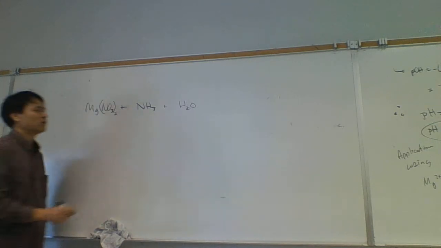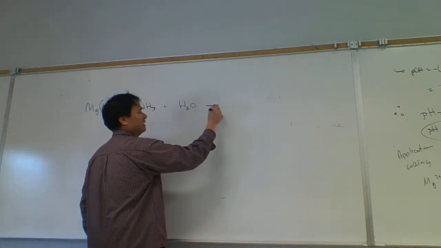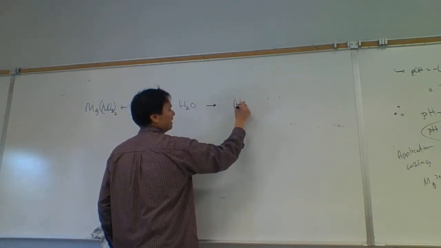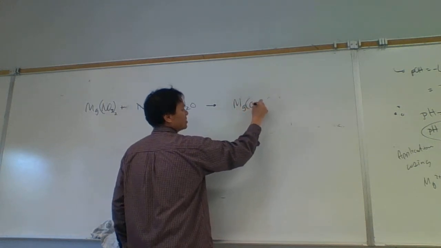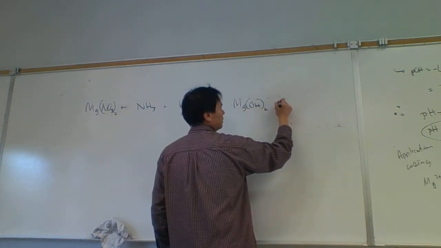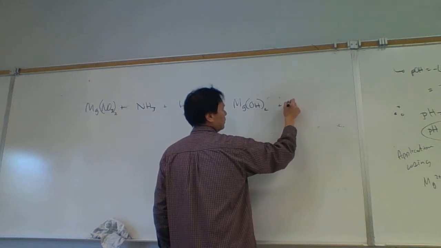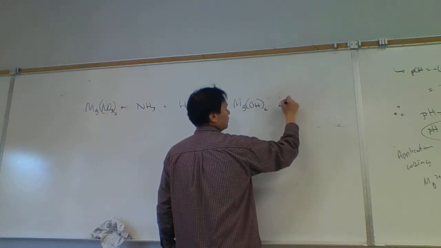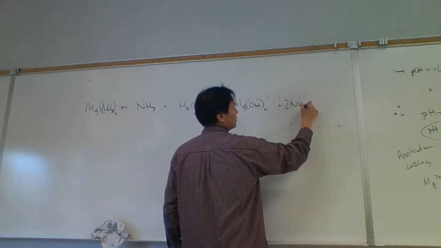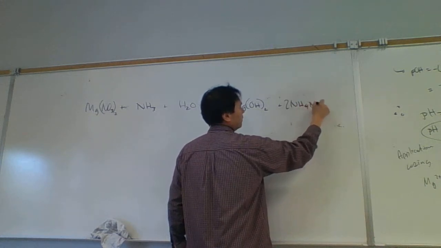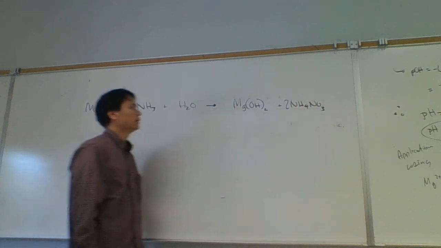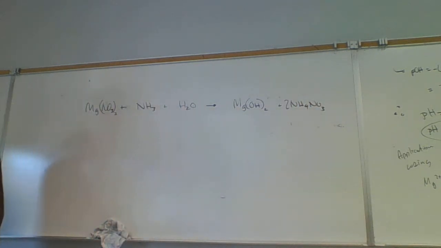Okay, what does this form? Mg(OH)2. Two ammonium nitrates. NH4, NO3. Okay, good. All right, so is this balanced?